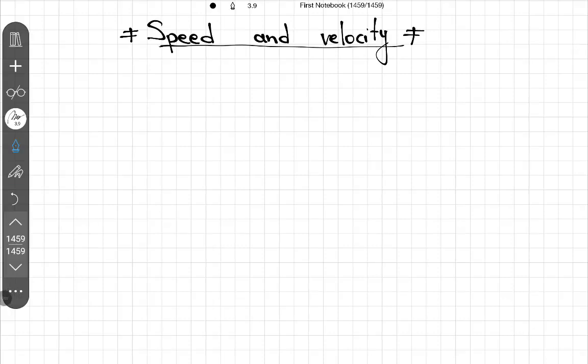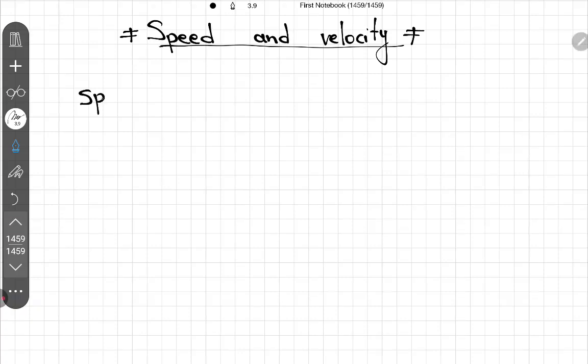Hi students, in our first video we already talked about the distance and the displacement. Now it's time to talk about the speed and velocity, some of the confusing topics for physics students. So let's start with the speed.